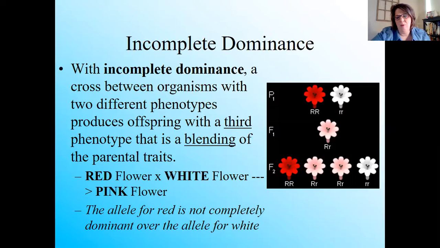When you take that heterozygous big R, little r, pink flower, and it reproduces with another heterozygous big R, little r, pink flower, then you would get that 1 to 2 to 1 ratio. But again, every time you have a big R, little r, a heterozygous flower, you're going to end up with a blend, which is pink. So the dominant allele is not completely dominant. That's why we call it incomplete dominance. It's not completely dominant over the red.